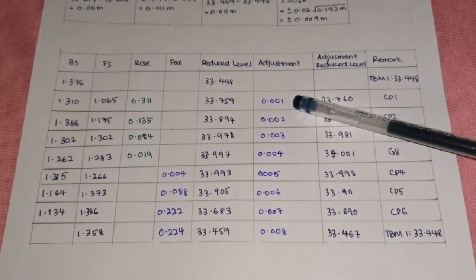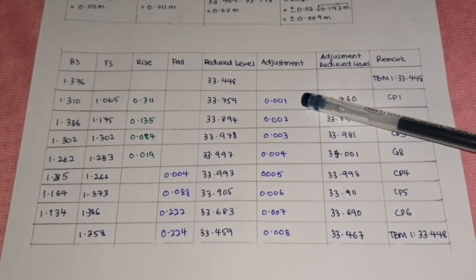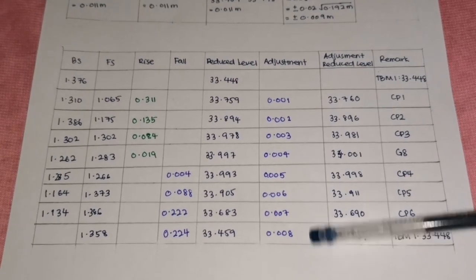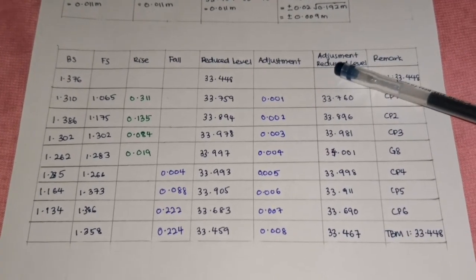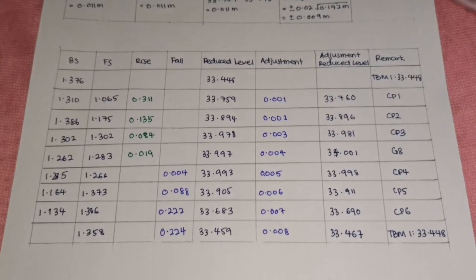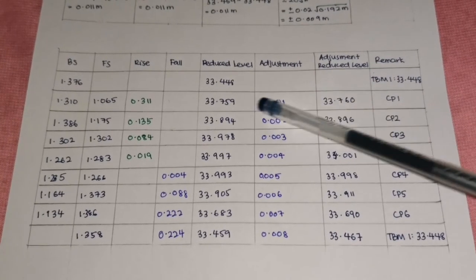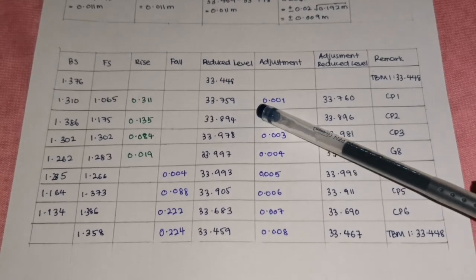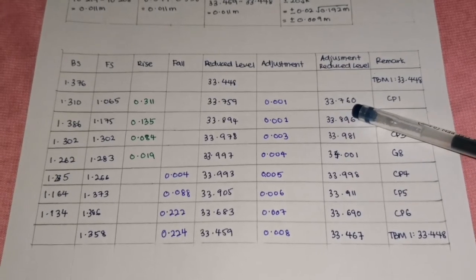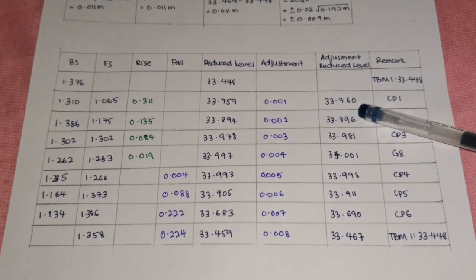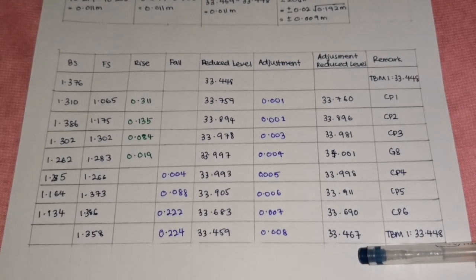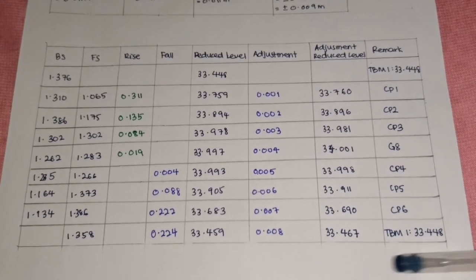Then we plus the adjustment to the second adjustment, then we repeat it until we get this. So for adjusted reduced level, we need to plus reduced level and adjustment. So for example, the first adjusted reduced level, 33.759 plus 0.001, then we get 33.760. Then we repeat the same method until the end. Then we get 33.467. And that's all from me.